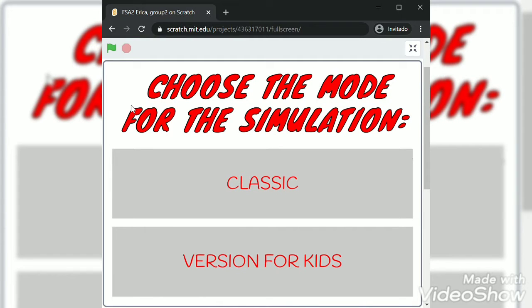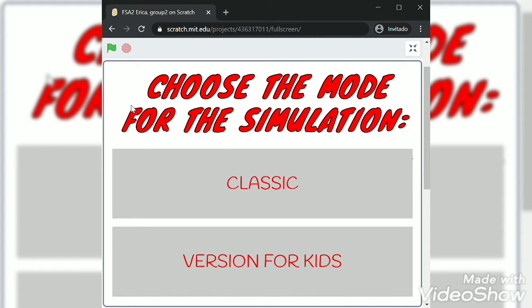For this week's project, we chose option 2, so we are going to explain to you some of the changes we made to the code of Scratch. We added 2 features. The first one is a kids version of the simulation, but we'll talk about that later. First, we'll talk about the classic model and the other new feature, masks.